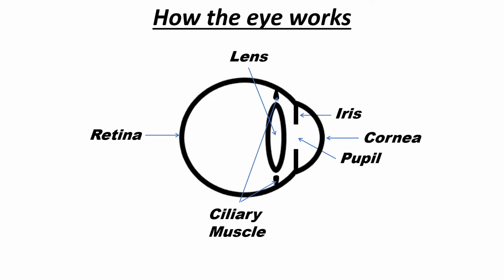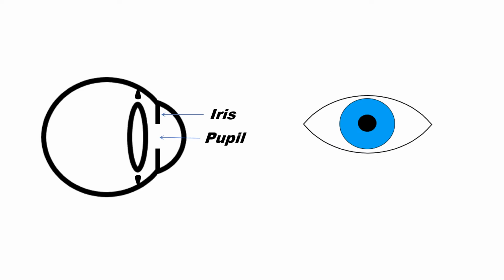Okay, first we'll look at the iris and the pupil. Here's how they look from the front. The iris is the coloured part of the eye, which is usually brown, blue or hazel, and the pupil is the black circle in the middle of the iris, which is actually a hole in the centre of the iris that allows light to enter the eye.